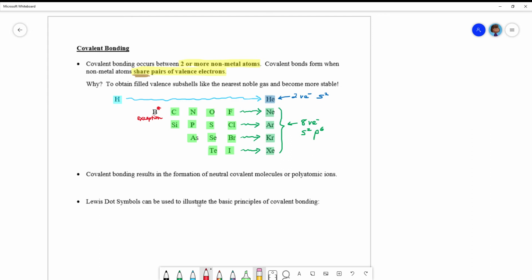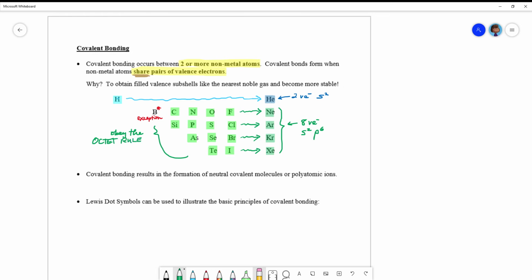Now, because the elements I highlighted in green are all trying to mimic the behaviors of either neon, argon, krypton, or xenon, they all want 8 valence electrons like their nearest noble gas, and we say that these elements obey the octet rule when they bond covalently. So let's note over here that these elements obey the famous octet rule.